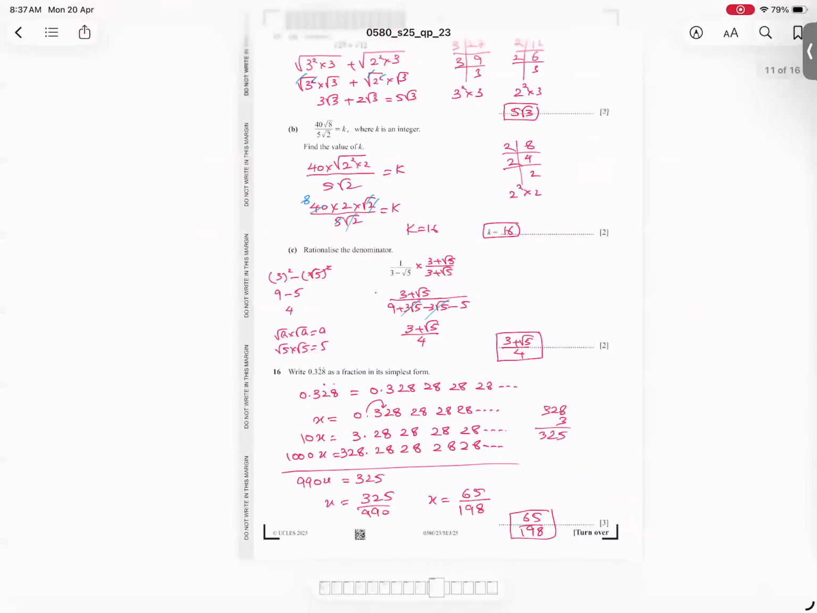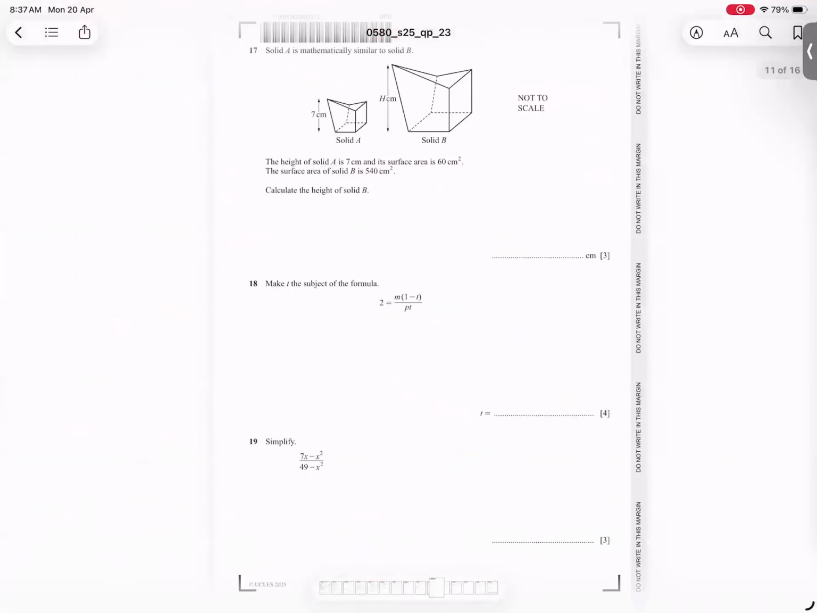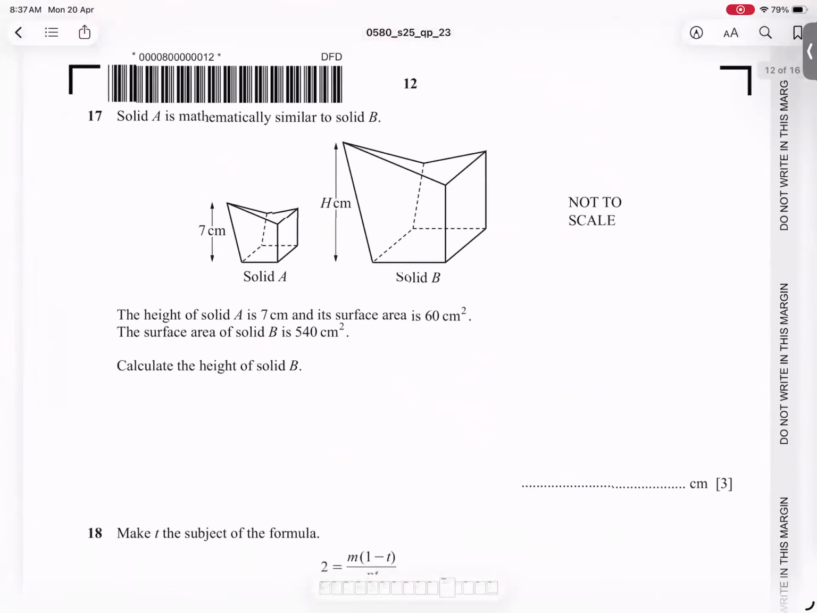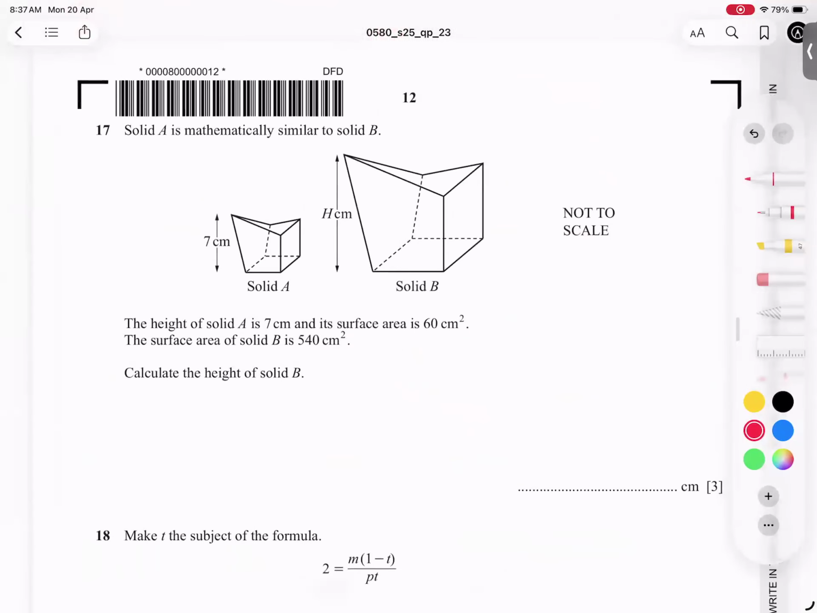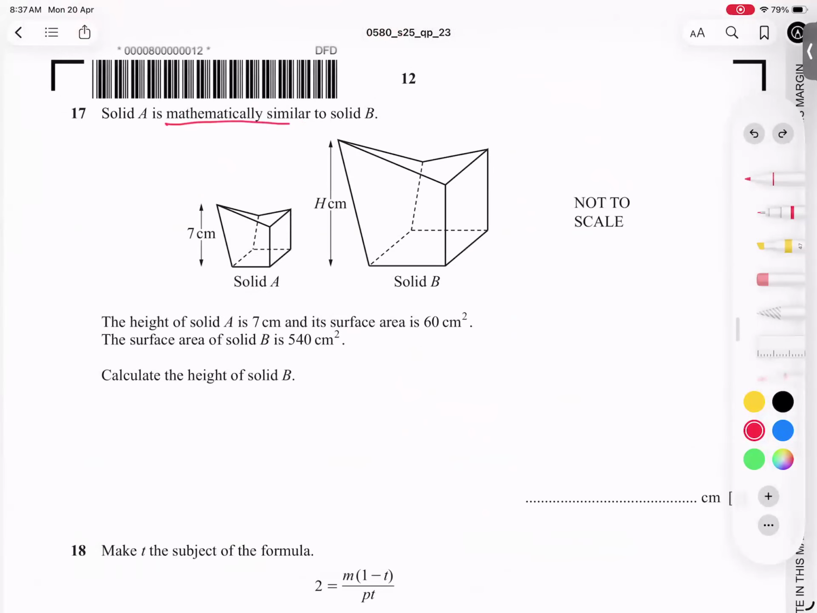Next question, number 17. Question number 17 is what? Solids A and B are similar. Whenever the mathematically similar idea comes, it means we use similarity, and we have to check it. These are two heights and these are two areas. So height and area are connected. And here, the height of solid B is the height of the larger shape.